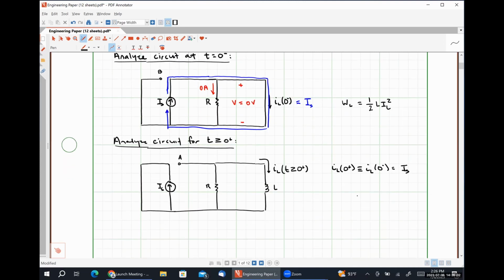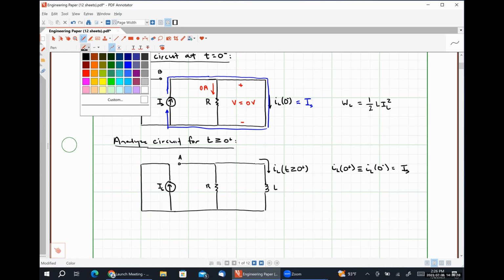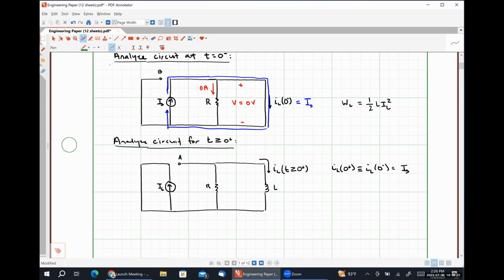So what I'm going to do is write a first order differential equation for this system. I'm going to write a Kirchhoff's voltage law equation around this right-hand loop, which contains the resistor and the inductor. I'm going to choose to express my inductor voltage with positive polarity on top, and I'm going to choose to express my resistor voltage with positive polarity on bottom.